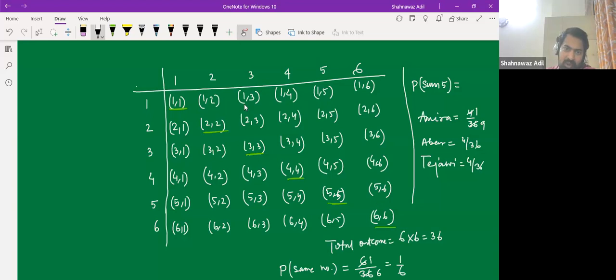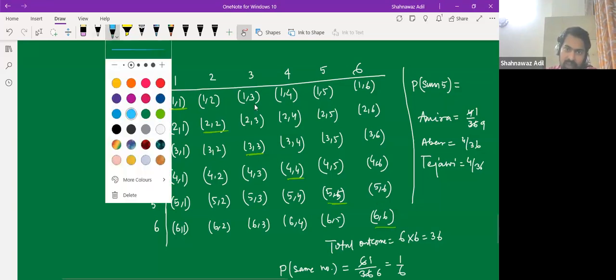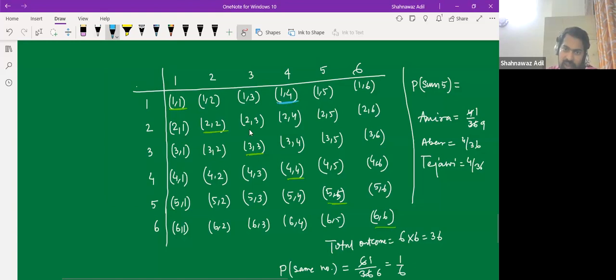This one is the first one, then this one, and this one. So 4 by 36. Similarly, if somebody asks you how can I get a sum of 6? So this one, this one, this one, this one, this one. So in this way, we can calculate these kinds of questions based on two dice, right?